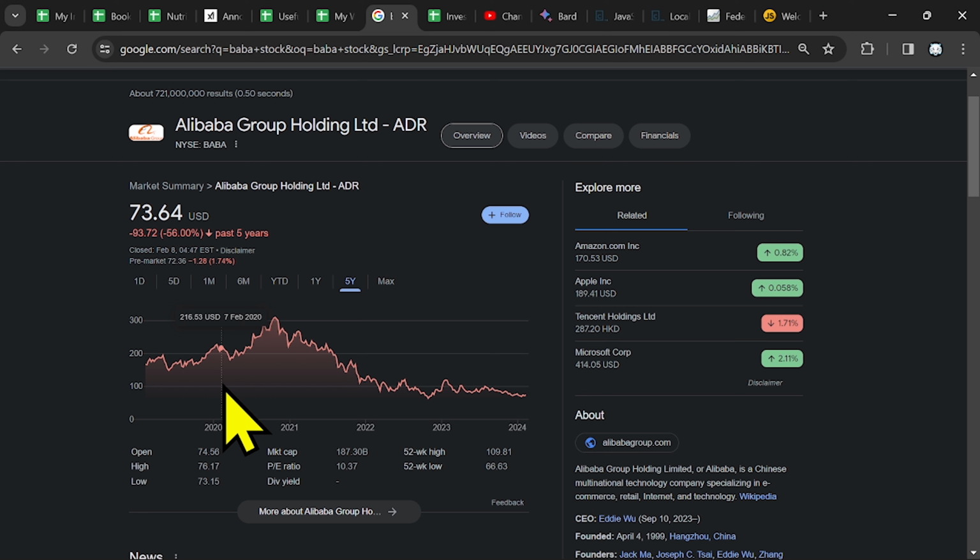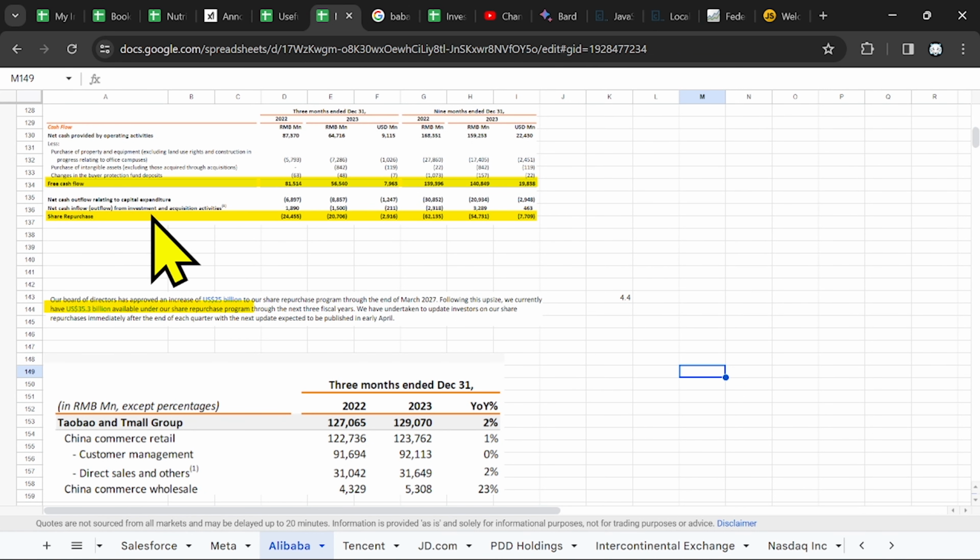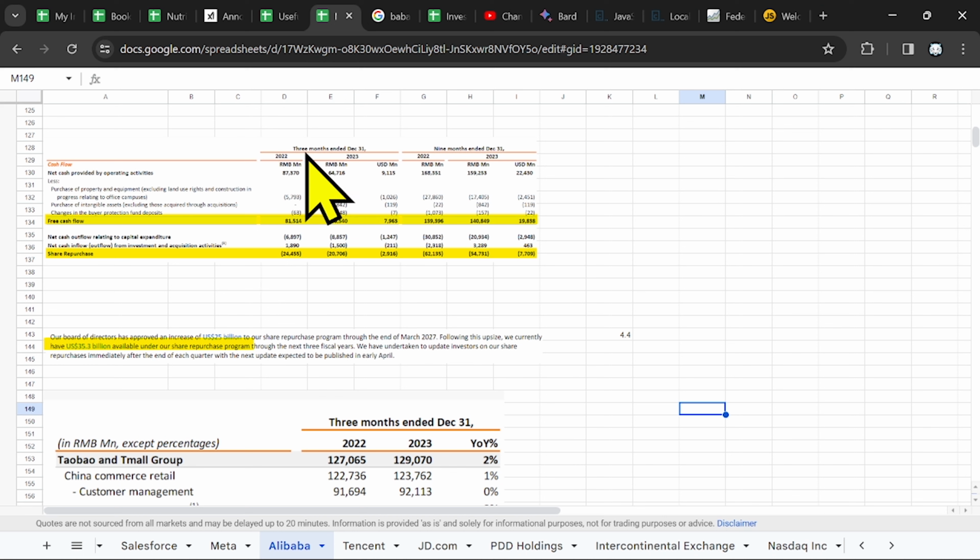Now, why do I believe this, that the stock price may go to $200? Well, if you look at their free cash flow for the last 3 months and also for the last 9 months, you can see that they made almost 8 billion free cash flow for the last quarter and almost 20 billion for the last 9 months. So 19.8 billion. That's quite a lot. And they still have one quarter.